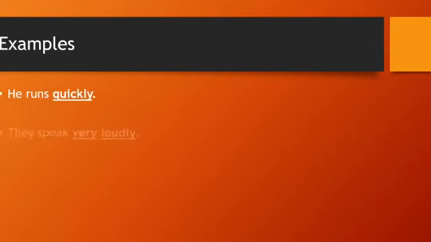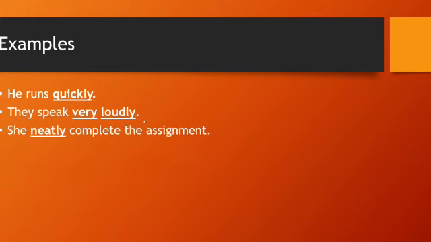Here are a few examples. He runs quickly. We know he runs. He can run. But how does he run? He runs quickly. वो तेजी से भागता है. They speak very loudly. How do they speak? They speak very loudly. Here the adverb describes the verb, but here we use two adverbs. Very and loudly, both are adverbs, and very is describing the adverb loudly. वो बोलते हैं बहुत बुलंद आवाज़ में. Very loudly means बहुत बुलंद आवाज़ में.